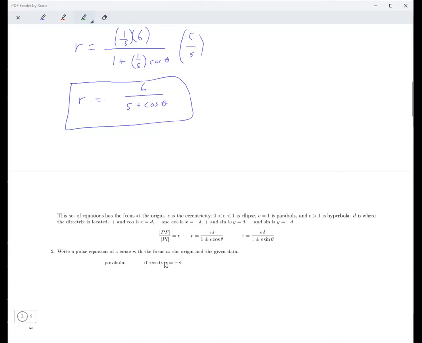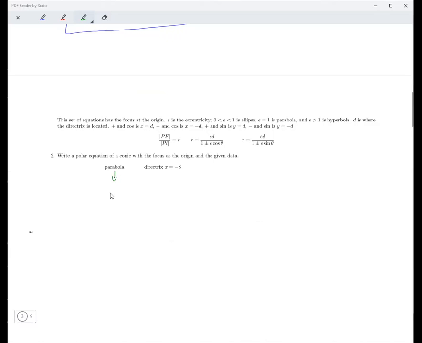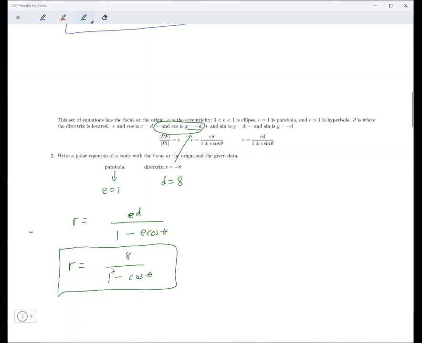So here we have write a polar equation with the focus at the origin and the given data. So it's a parabola. Okay, so parabola means that e is 1. Directrix right here, that means d is still going to be 8, positive 8, okay? But what this negative does is it's this case right here, see? So that means we're minus and cosine, one minus e cosine theta. Okay, so we'll go ahead and put everything in. e is 1, d is 8, so that's 8 over 1 minus cosine theta. Okay, and make sure you write the r equals as well.